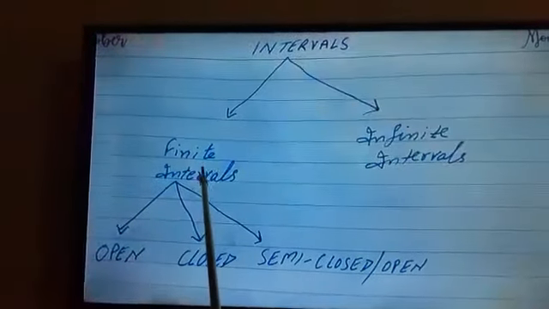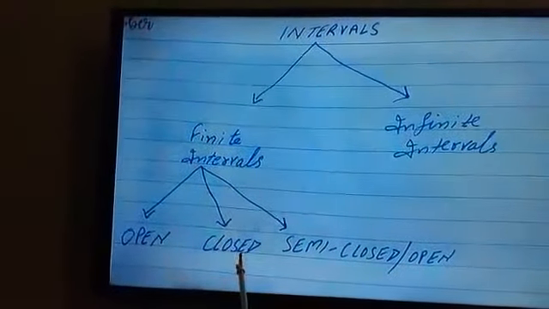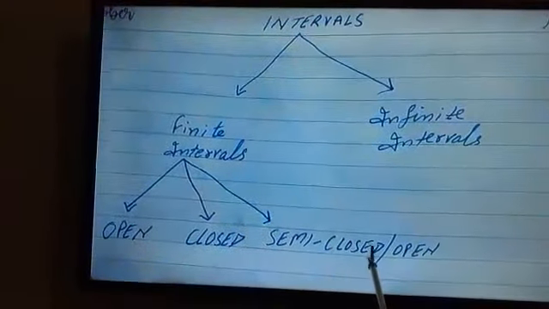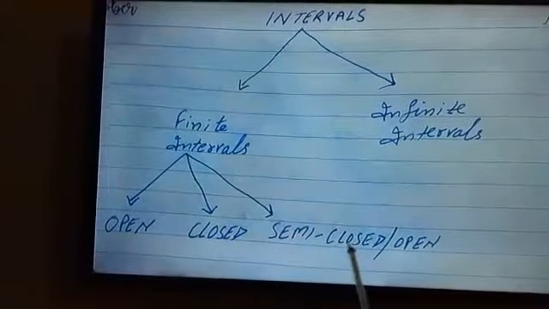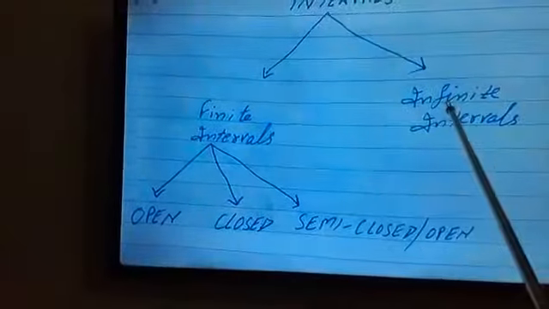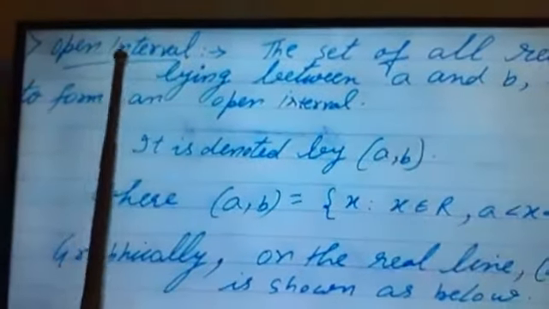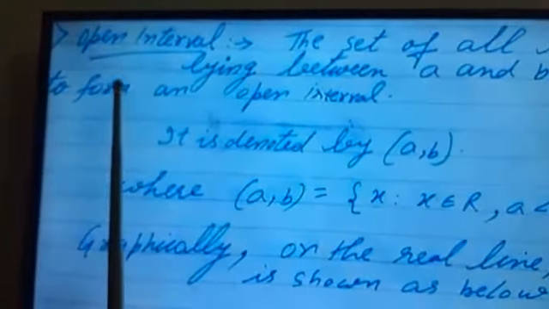And finite intervals are further divided into three parts: open interval, closed intervals and semi-open or closed. Semi-open or closed both are the same. Then infinite, later on I will tell you what we are having in infinite intervals. Now come to our first point, open intervals.